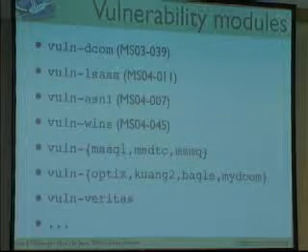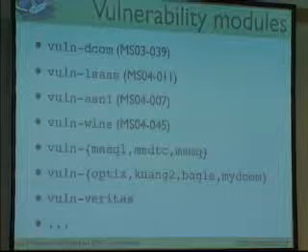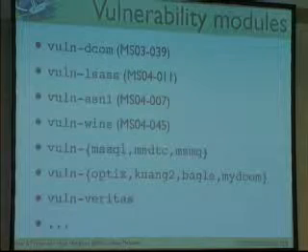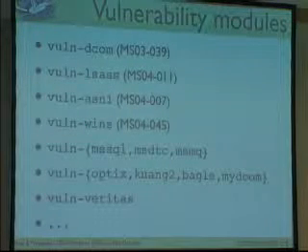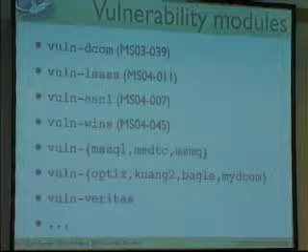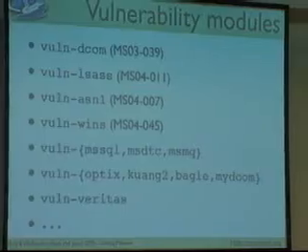Yeah, a brief overview about the vulnerability modules: we have one for the old DCOM and LSASS vulnerabilities. As I've said, they are one of the most exploited ones. We also have ASN1 and WINS, which go against the IIS server, and also WINS is, of course, the hyped Windows 2000 vulnerability.